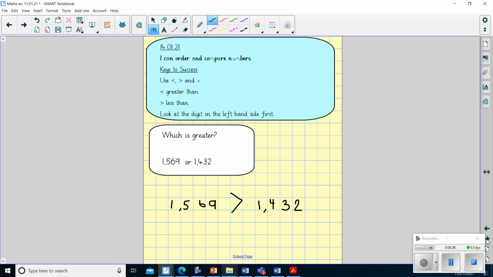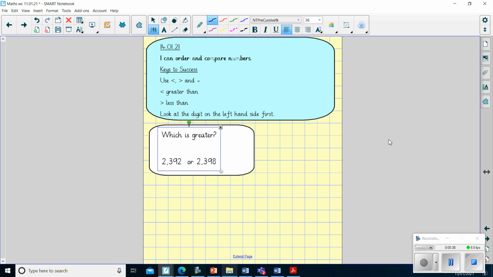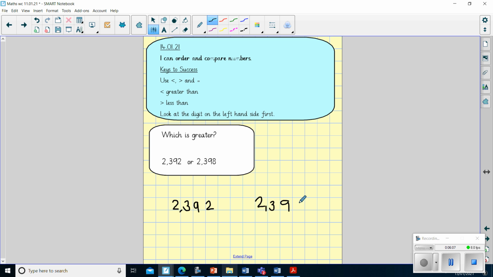Okay, let's have a look at the next one. So which is greater, 2392 or 2398? So I'm going to record the numbers that I'm working with. 2392 or 2398. It's a very big 9.